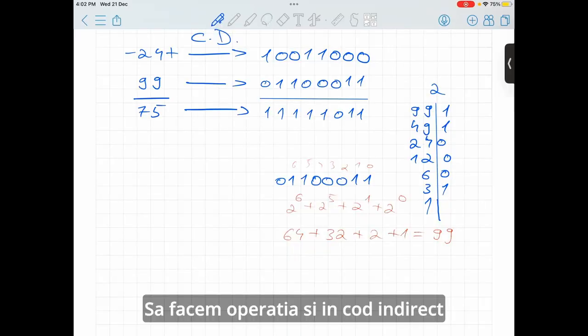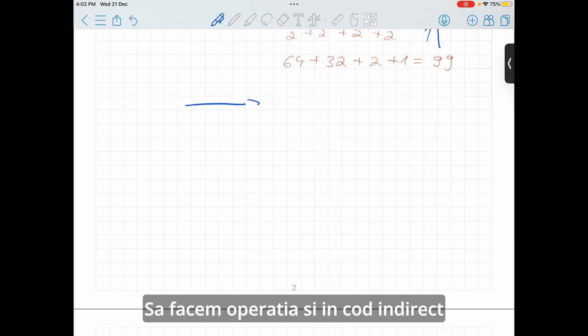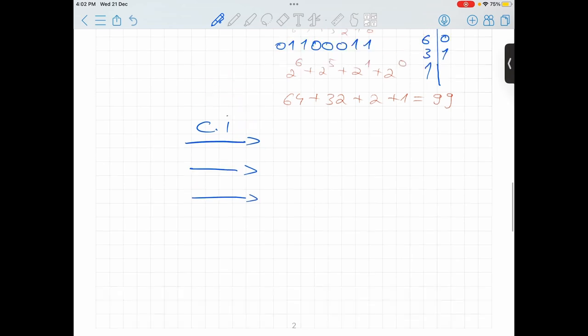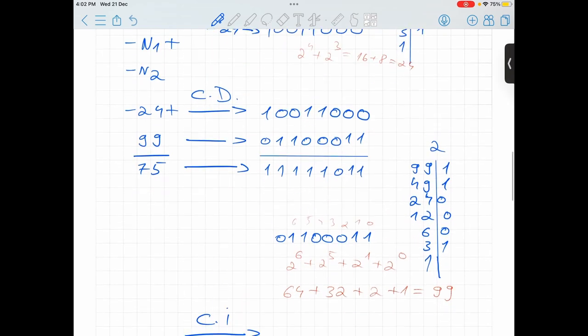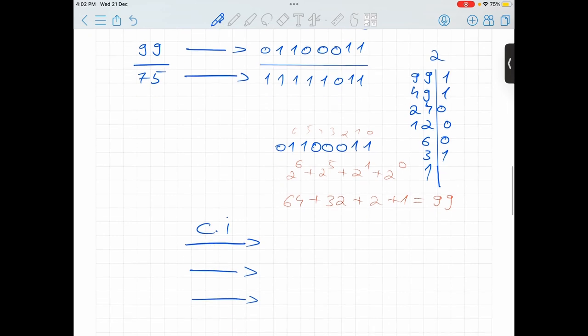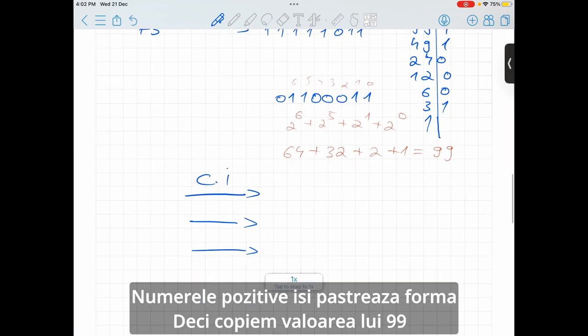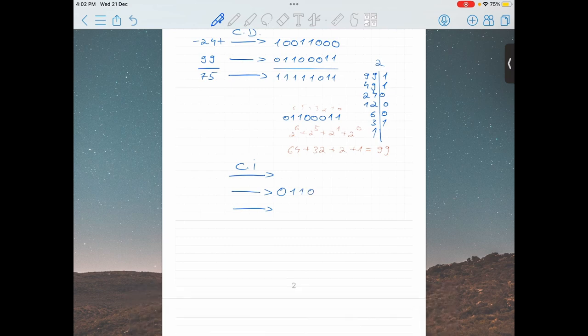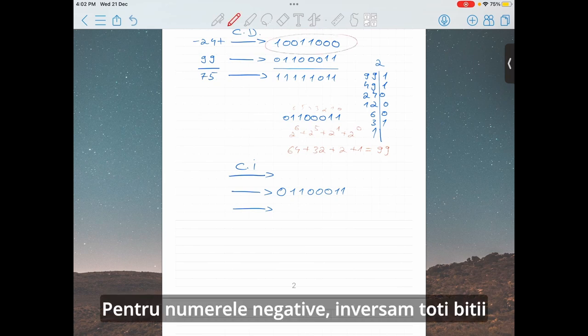Okay, now let's also do the computation in indirect code. So we know that positive numbers in indirect code will stay the same, so we can copy the value for 99 because it will be the same. And for negative numbers, we have to invert the bits. So the result, including the sign bit, will be the following.